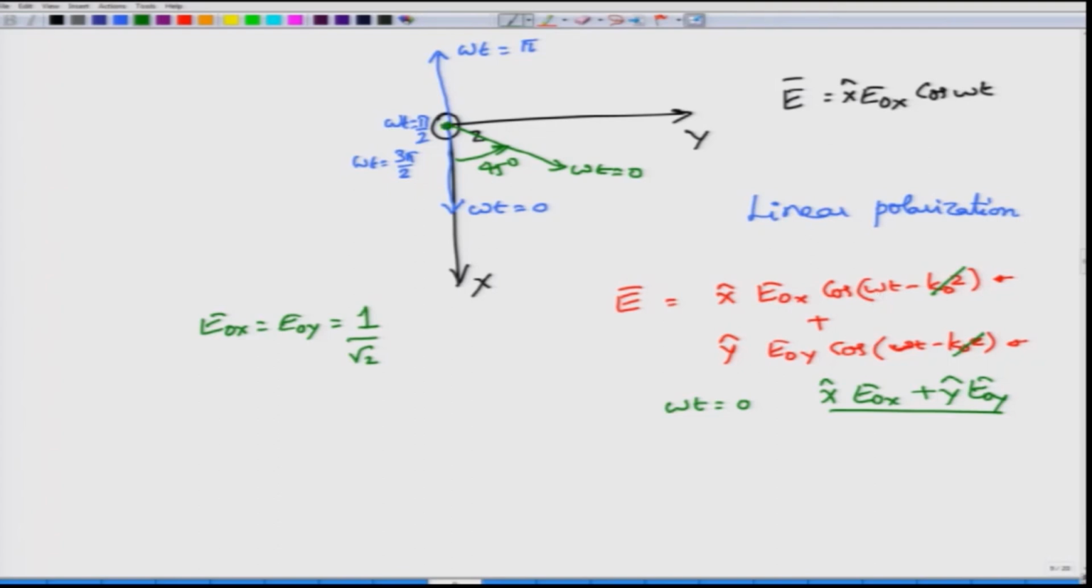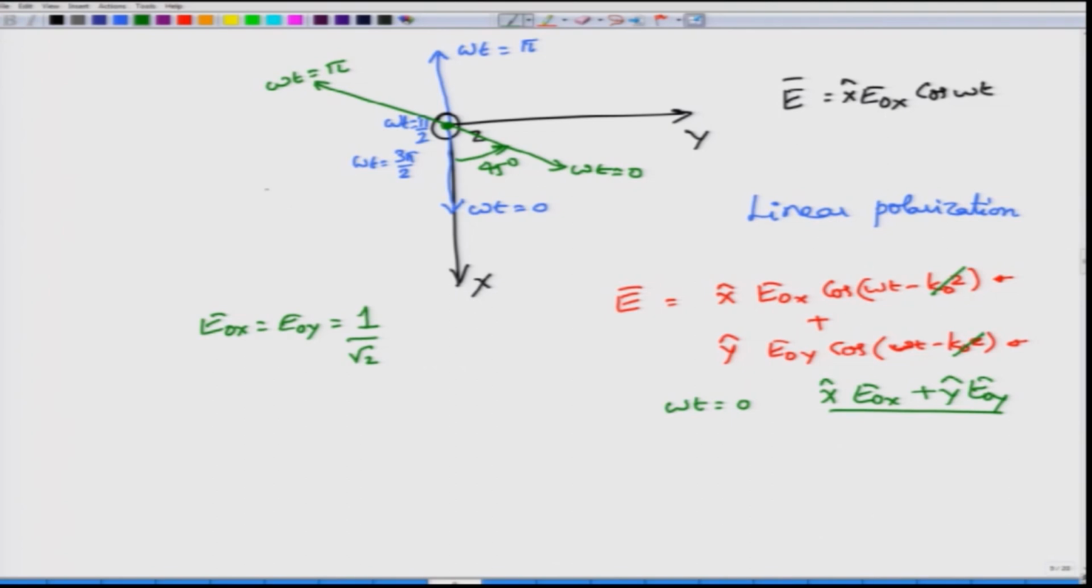So, the electric field is at the origin, and at omega t equal to pi, the signs of E0x and E0y, or the EX and EY, will be reversed, which means that along the same line, but directed in the opposite direction, right. So, this would be the case at omega t equal to pi, and at omega t equal to 3 pi by 2, the field would have gone back to 0.